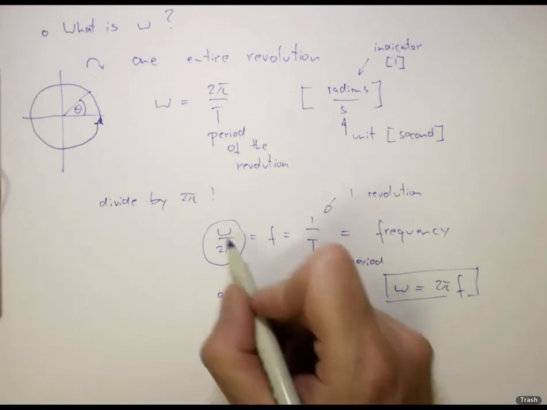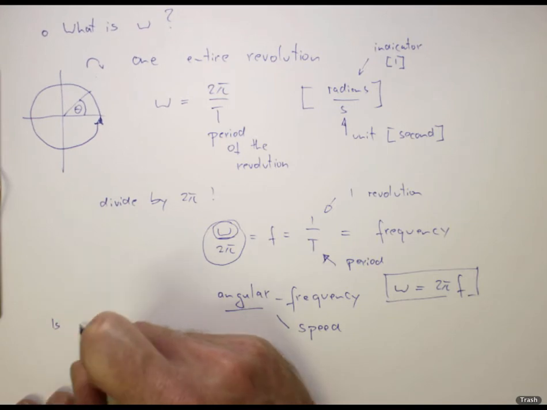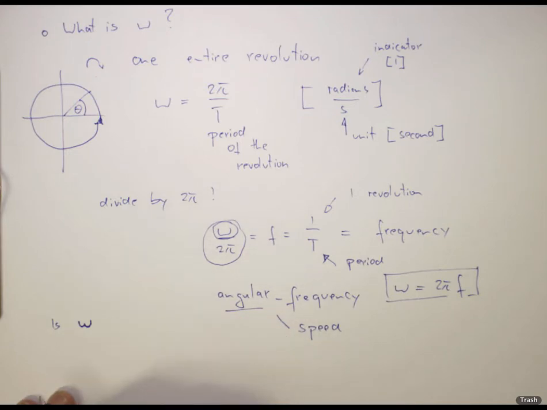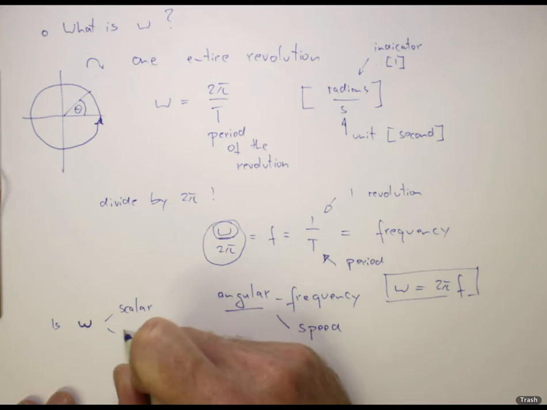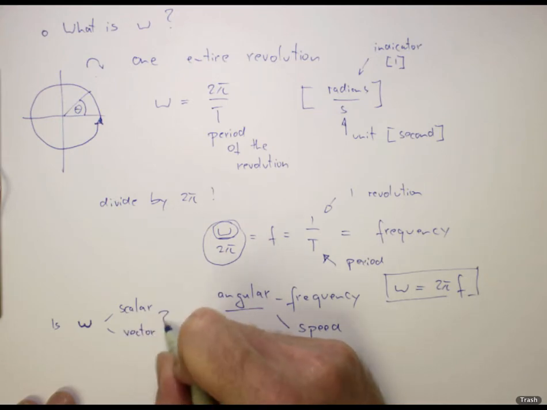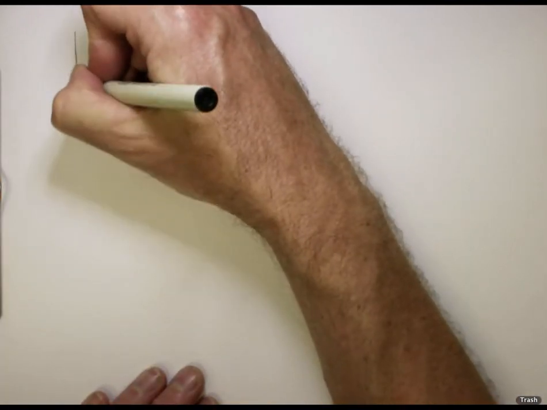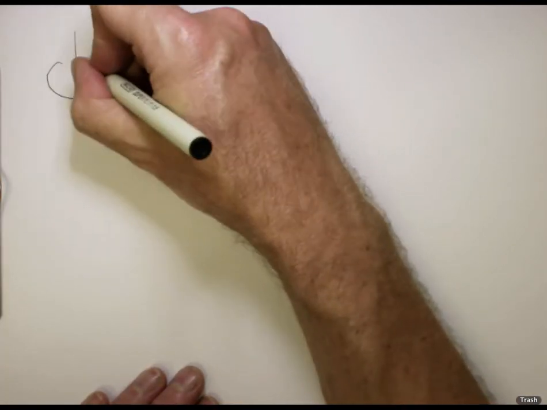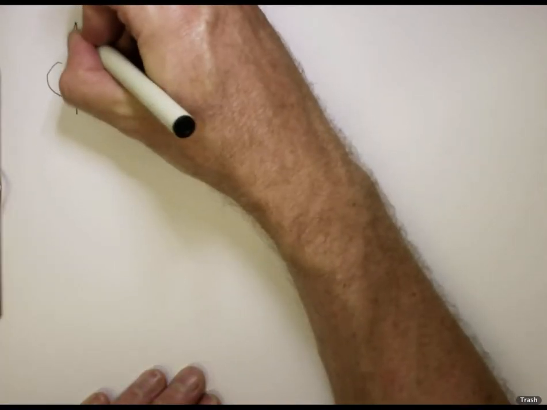Now, so far I've treated omega as a scalar. Is omega, the Greek letter omega, the angular speed, indeed a scalar, or is it a vector? Let's try and understand that question. It is important to note that when we talk about angular frequency, we always have a reference axis.